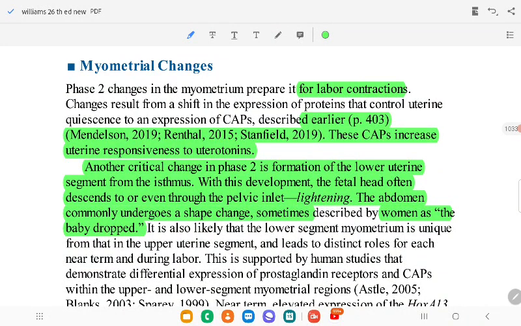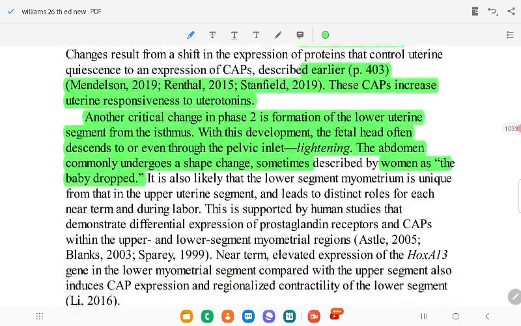Myometrial changes in phase 2: the myometrium has to prepare for labor contractions, and the changes result from a shift in the expression of proteins that control uterine quiescence to expression of CAP proteins like oxytocin receptor and prostaglandin F2 receptor. These CAPs increase the uterine response to uterotonics.